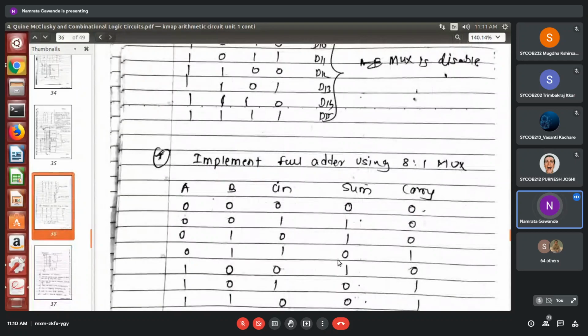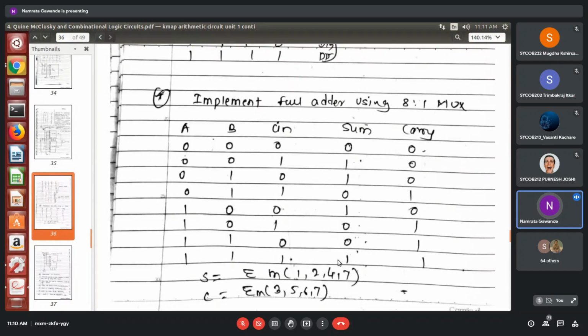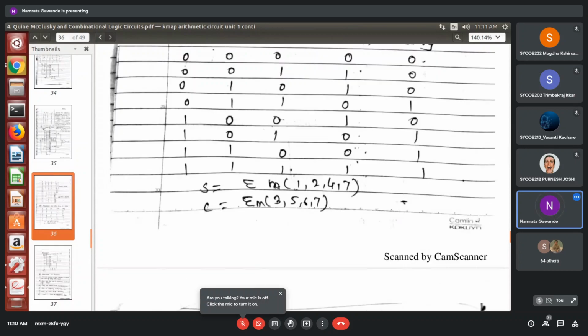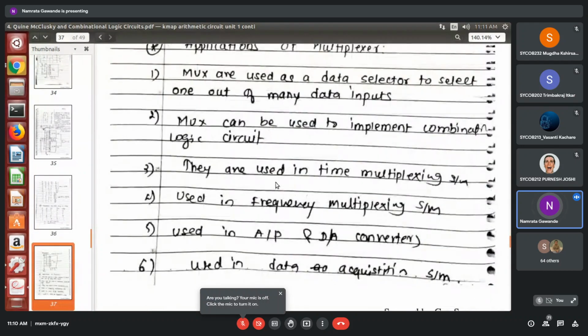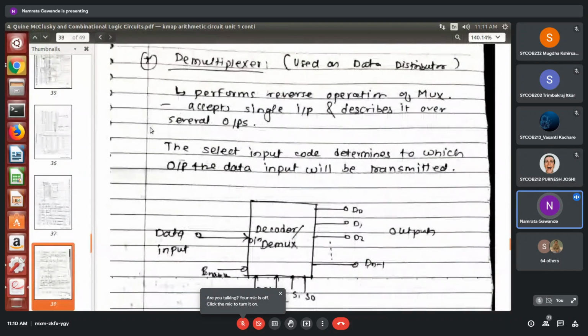So basically you should know the implementation of expression using multiplexer. That you should understand in terms of unit number 2, theory as well as practical. So the same part is there for the practical. Now the next part, that is demultiplexer.